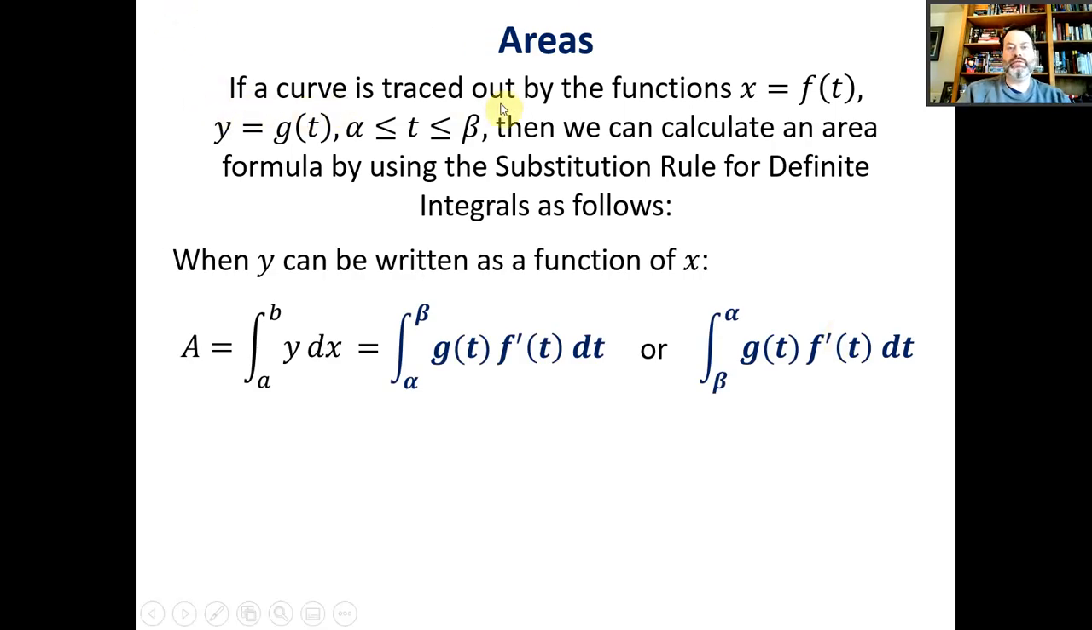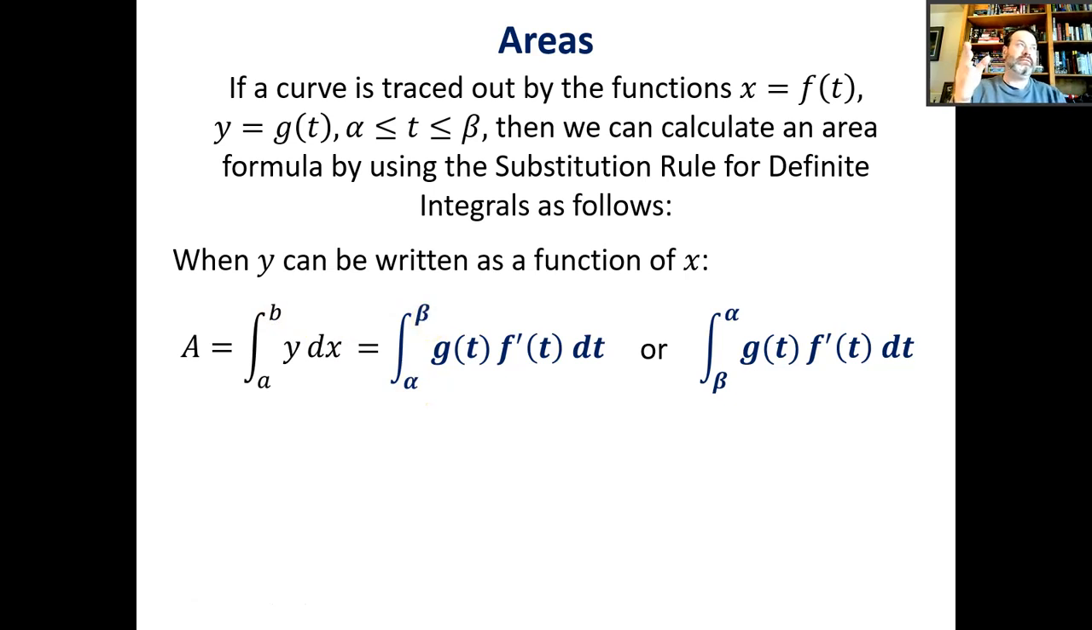So the idea here is we have a curve traced out by x equals f of t, y equals g of t. And t is just between alpha and beta. So what happens is we just use u substitution here. So y is g of t. dx is the derivative of f of t, so it's f prime of t dt. And then you just plug into the equations to get alpha or beta. So those are usually given in the problem.